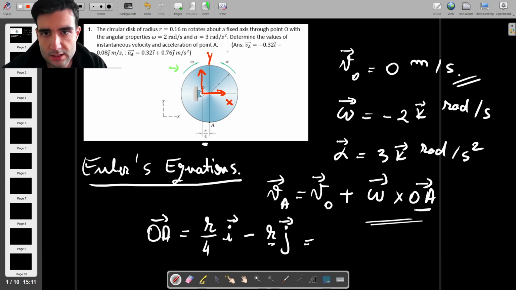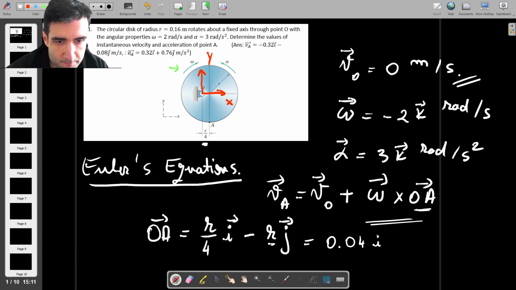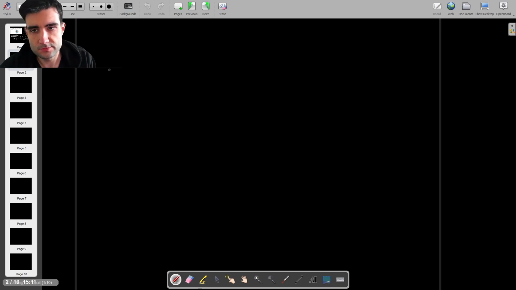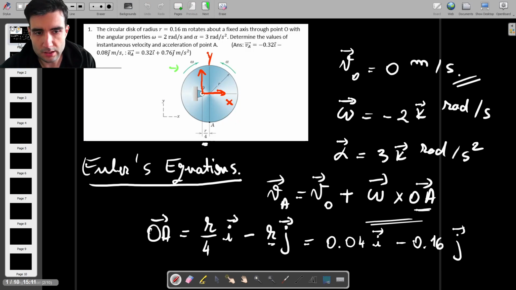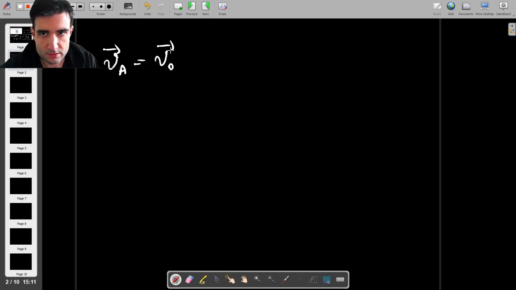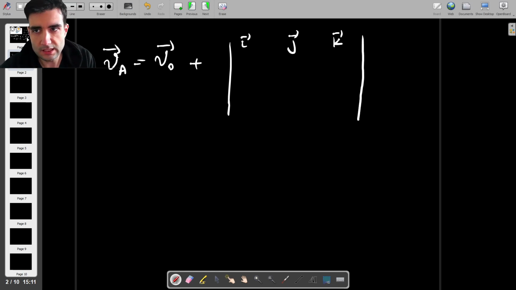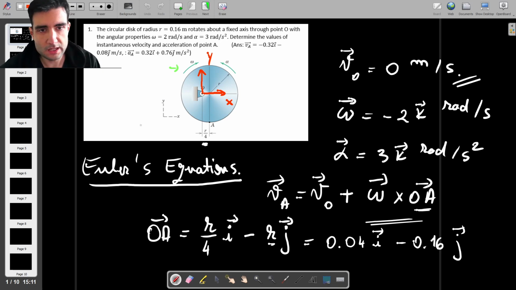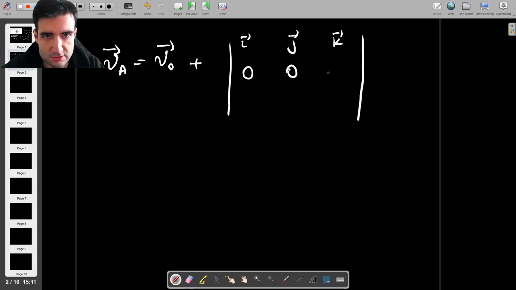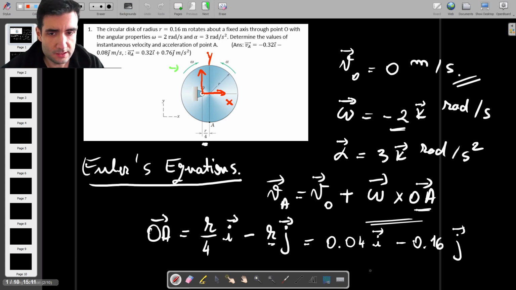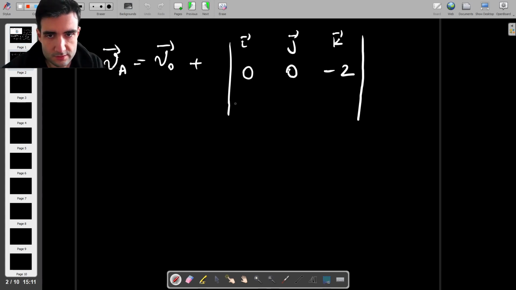But before that, I'm just gonna sub in some values. So 0.16 over 4, that should be 0.04i minus 0.16j. So the velocity of point A will be the velocity of O plus, and then we're going to write the determinant. So we have ijk, and then we write each vector component by component. So omega only has a z component because it's a 2D problem. So this is going to be 0, 0, and minus 2. And then OA is going to have two components. So we have 0.04, minus 0.16 and 0.